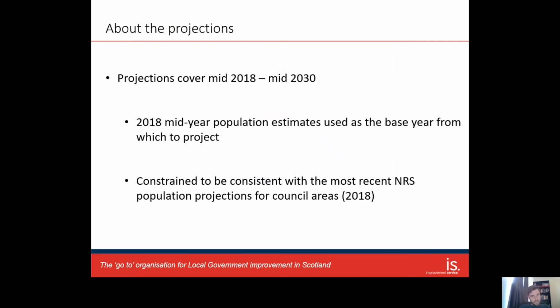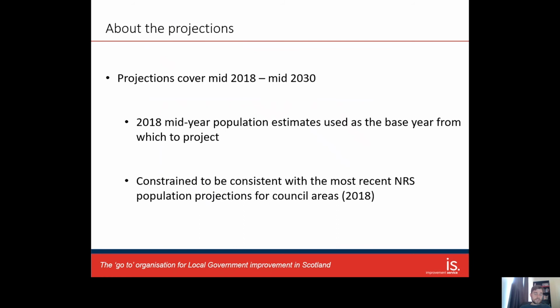So the time period covered by our projections was from mid-2018 through to mid-2030. The reason we started in mid-2018 is we used the mid-year estimates from 2018, which was the most recent that was available, and we used these to aggregate up to our custom geographies. And the reason we picked 2030 as our end date is just because the further you go into the future, the less accurate projections are likely to be. So 2030 was felt like a good cut-off point for that.